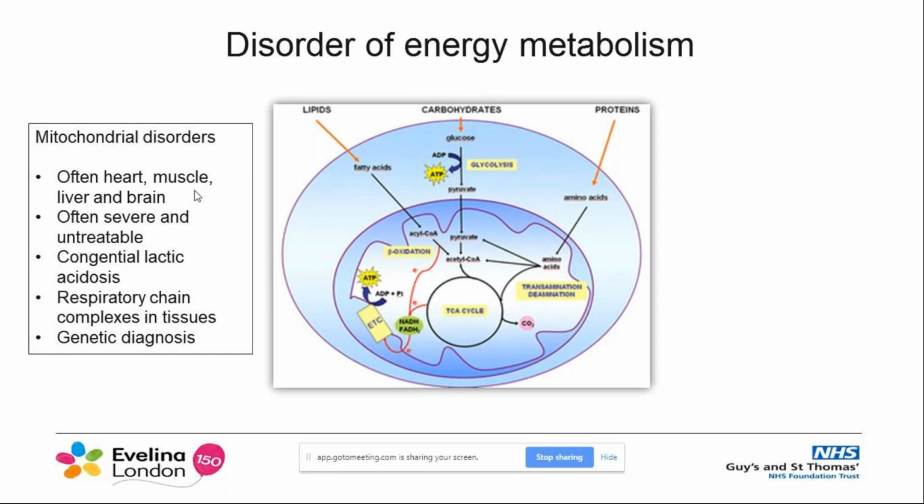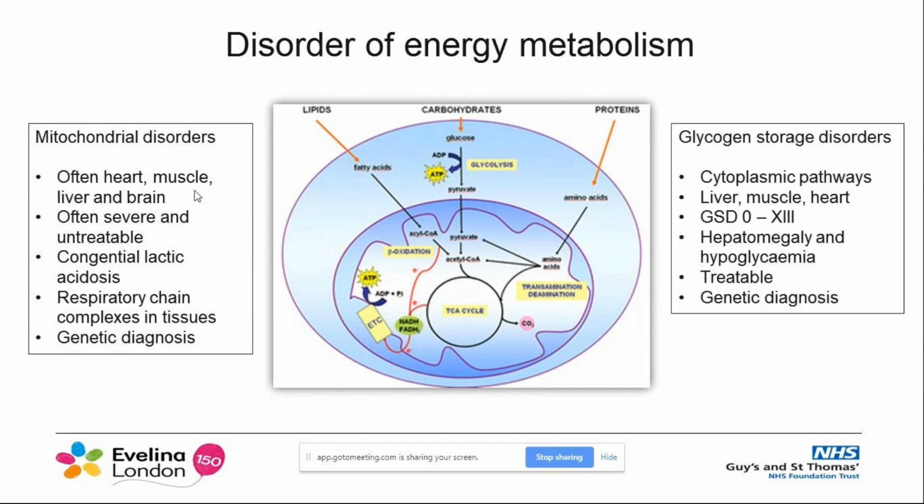We need to think about these when we are presented with a neonate with a severe lactic acidosis, often seizures, and we can look for respiratory chain complex activity, which tends to be in muscle tissue. We're moving away from that a little bit because we have the ability to diagnose a lot of these conditions genetically. Chemical tests can be helpful, and I'll talk a little bit later about lactate and how useful it is.